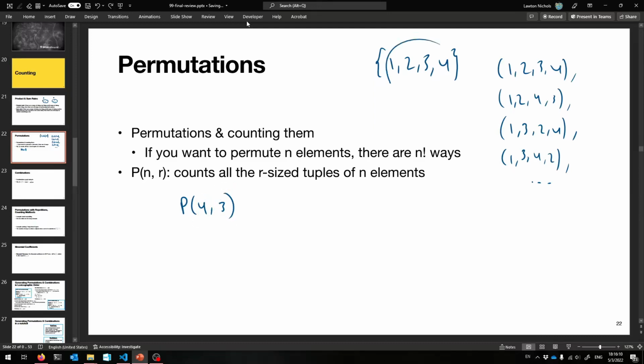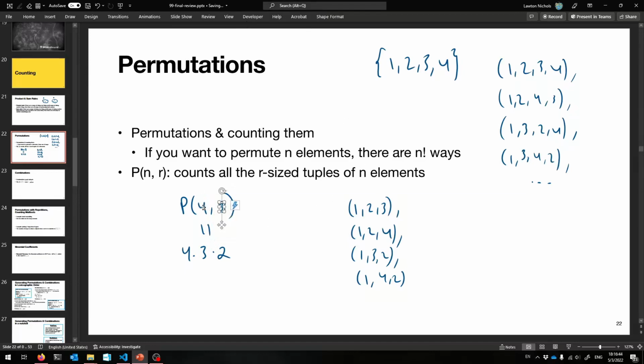And so that's looking for things like this. Let's take out 3 things only. So 1, 2, 3, that's a possible permutation. 1, 2, 4, possible permutation. You choose from every element, but you can only pick 3. 1, 3, 2, 1, 4, 2. And so this is going to be: for the first thing you have 4 elements to pick from. For the second thing you have 3 elements to pick from. For the third thing you have 2 elements to pick from. And so 4 times 3 times 2 is the answer. That's how many different ways you could permute 3 things out of a set of 4 things.